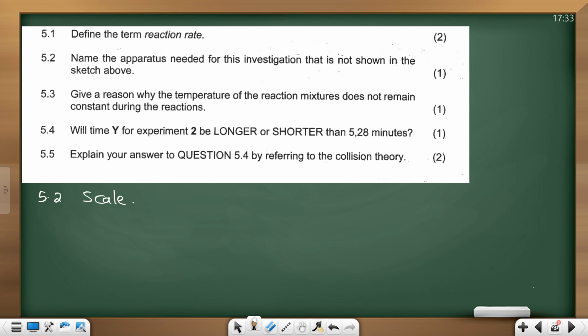Give a reason why the temperature of the reaction mixture does not remain constant during the reactions. Temperature is not constant.